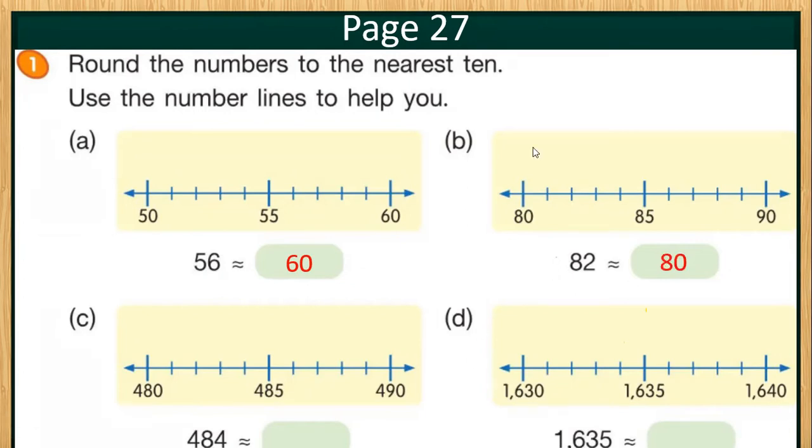Next, letter C, round off 484 to the nearest 10. What's the answer? 480, because we have the 484 number, which is lower than 485. Next, letter D, 1,635. So the number is here in the middle. What is the correct answer? 1,640. Very good. 1,640.